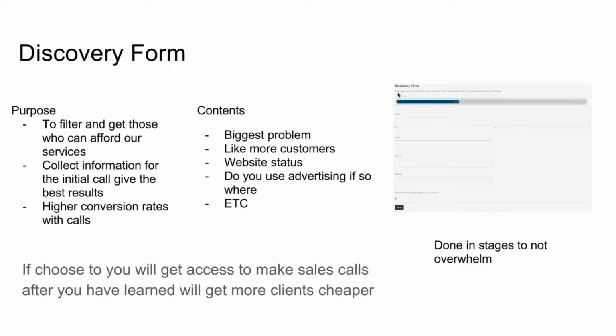So the contents is the biggest problem. These are some questions: the biggest problem, if they would like more customers or would like to optimize the customers they have, the website status, if they do advertising, and if so where, online or not, etc. So if they choose to get access, you can make sales calls. This is also something I'm going to be offering to you guys. It will all be on our group website, which I'm making another video about.